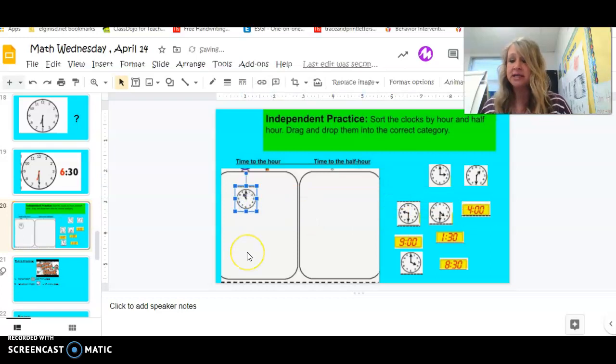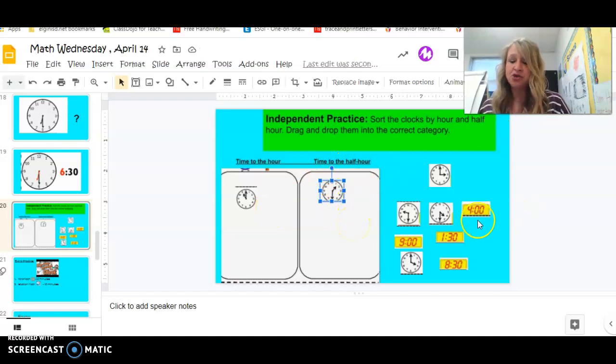I'm going to drag it to this box. This box is time to the half hour. So I know that the hour hand is going to be halfway between two numbers, and the minute hand is going to be pointing at the 6, or at 30 minutes. Time to the hour goes on this side. Time to the half hour goes on this side.